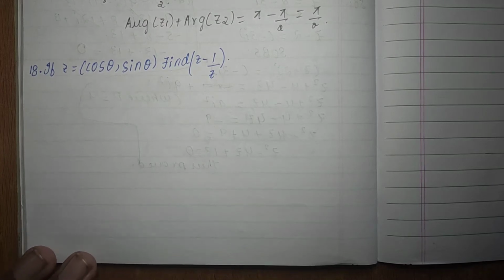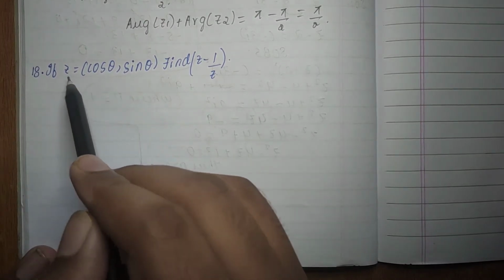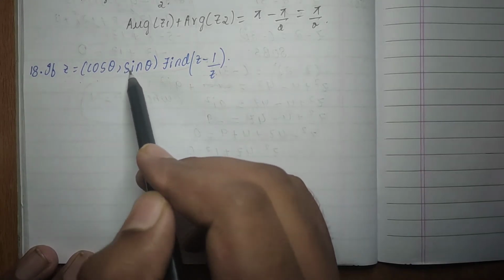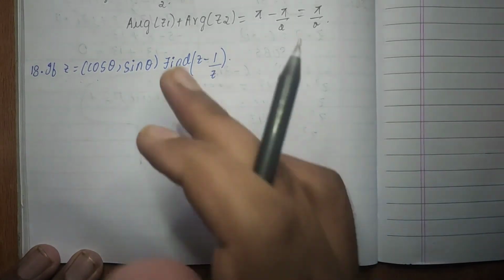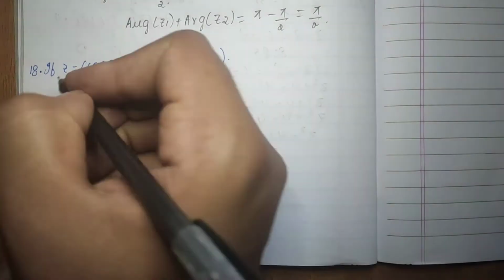So let's go to the next sum, which is given that if z is equals to cos theta plus i sin theta, find the value of z minus 1 by z. Solution.